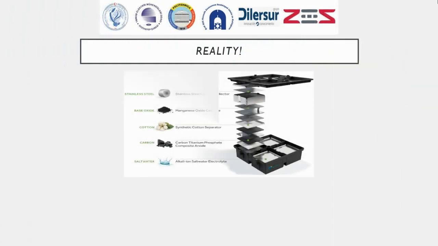Reality. A saltwater battery is a type of power source in which chemical energy is stored by means of a saltwater electrolyte. This type of battery usually consists of two electrical cells separated by a saltwater electrolyte. The operation of a saltwater battery is as follows. 1. Electrochemical reactions. Electrochemical reactions take place at the positive electrode, anode, and the negative electrode, cathode, of the battery.